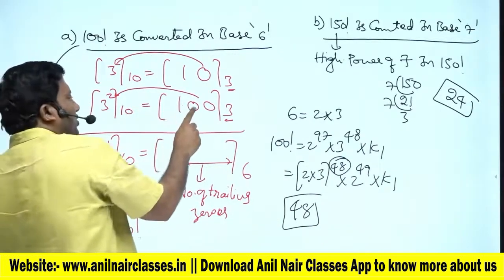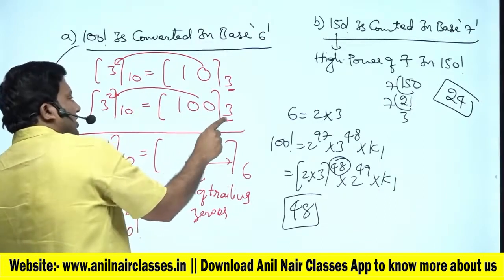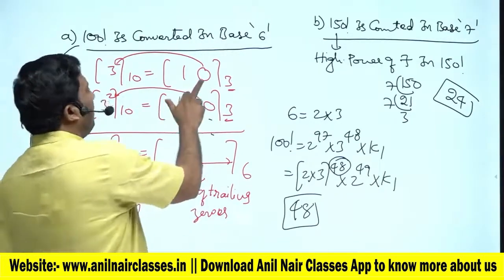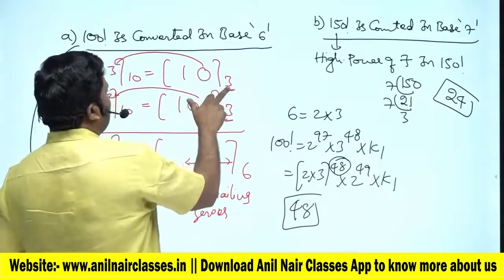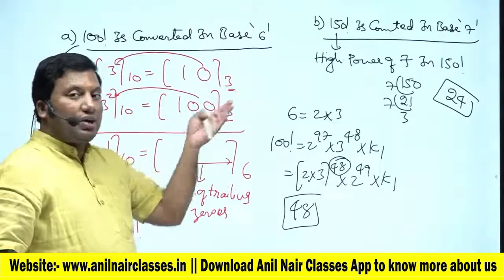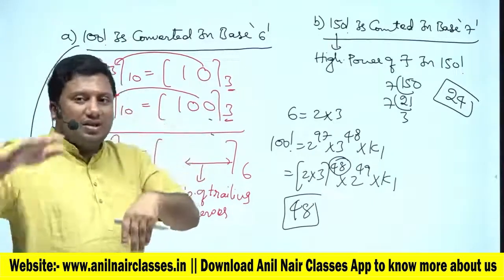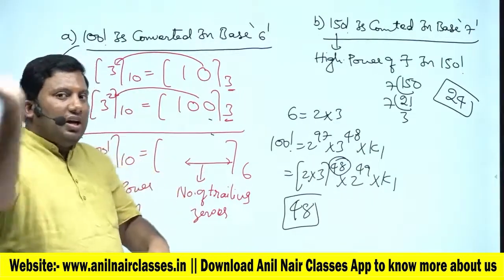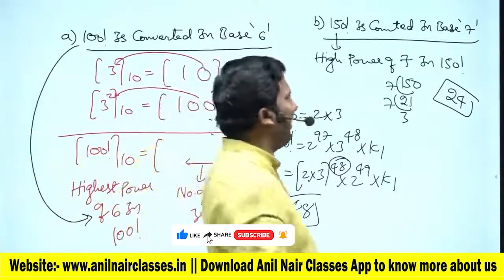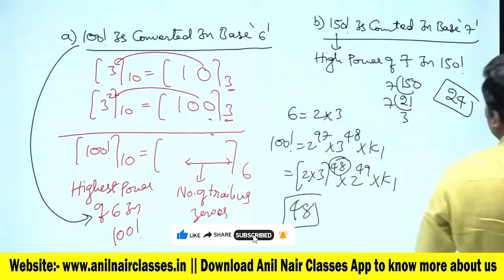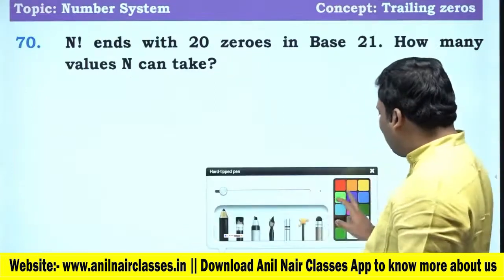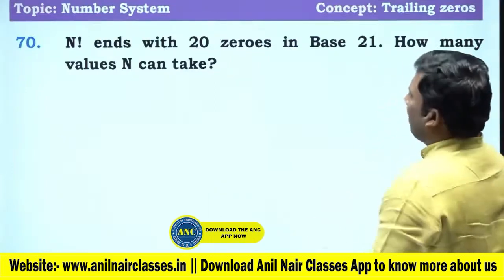Number of zeros at the end in base system K is the highest power of K. 150 factorial, if I convert into base 7, the zeros at the end is equivalent to the highest power of 7 in 150 factorial. I hope the idea is clear. Next one, easily you can solve. Now see here.